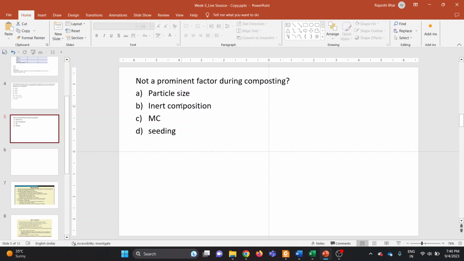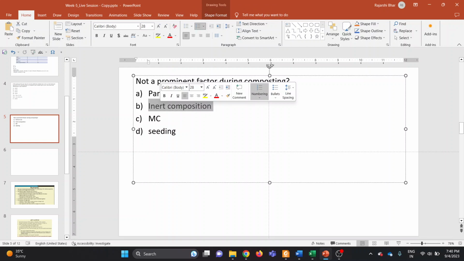Because sometimes someone externally wants to add some macronutrients in certain special cases, then it is a different issue. But in usual composting, inert composition should not be there. So I think most of you must have guessed this correctly, that inert composition is a bit out of context. On the other hand, MC is moisture content. So moisture content is very much a vital thing that should be there for composting to occur. And then what is seeding?